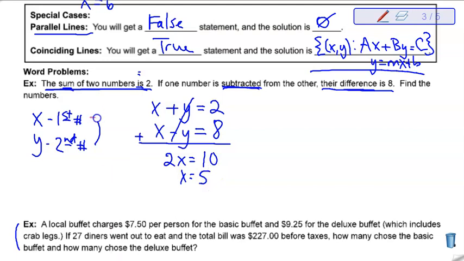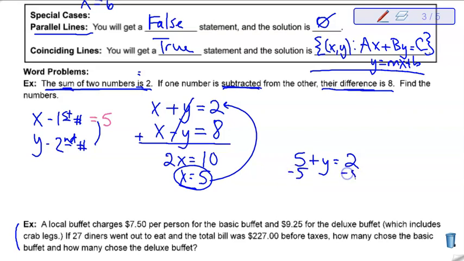That's one solution. The next solution, I have to find by plugging that x equaling 5 in. So I'm going to plug it right into this original. So I take x plus y equals 2, or 5 plus y equals 2 when I sub it in. And when I subtract 5 from both sides, y equals negative 3. So that's the other number.